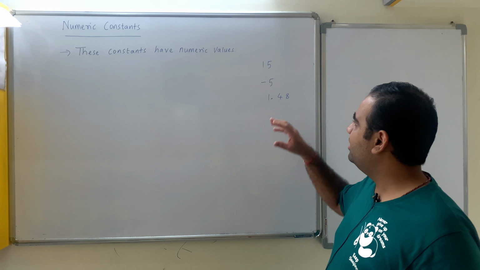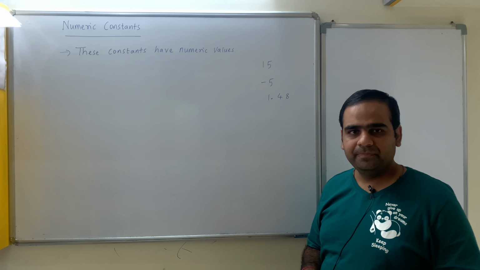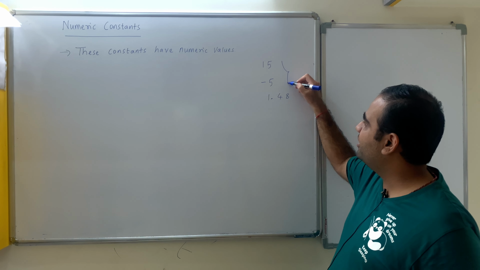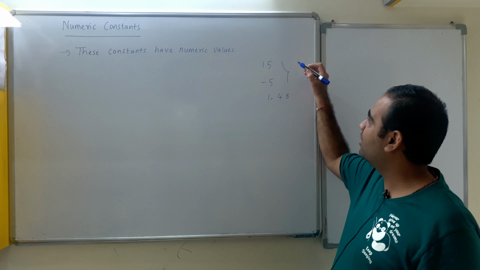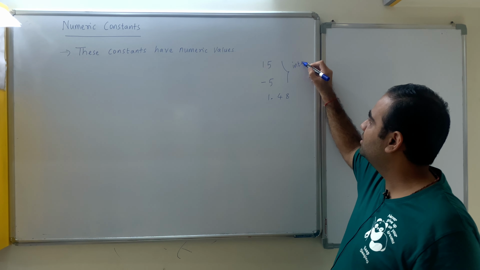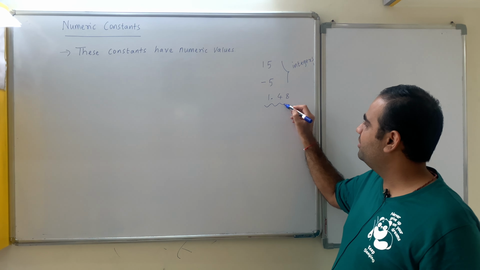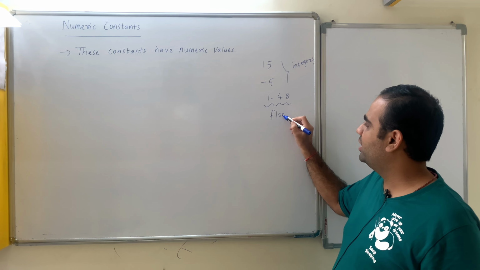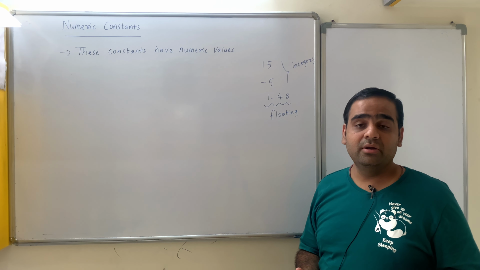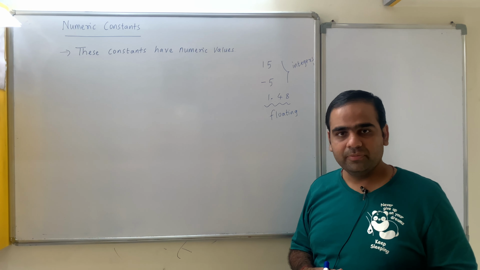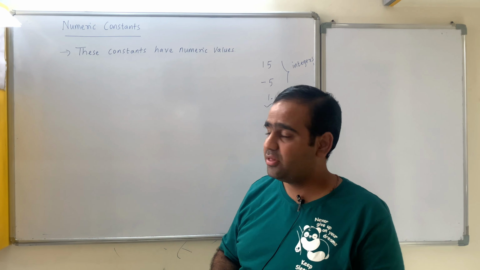Now, as we can see here, we can distinguish this numeric constant into two types. The ones which do not have the decimal point are called integers. And the ones which have the decimal are called floating point values. The real numbers are called floating point values. Therefore, these numeric constants are of two types.